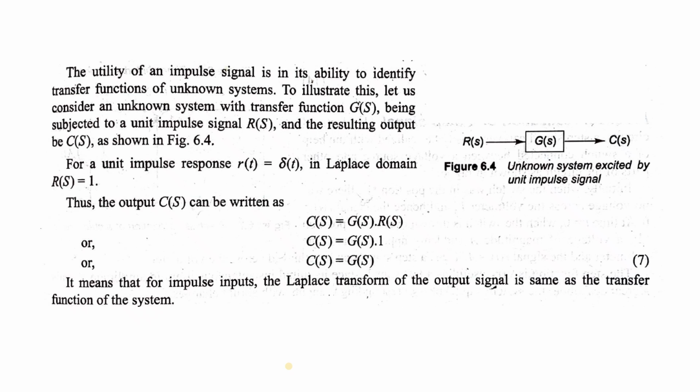Okay, so the utility of the impulse is in its ability to identify the transfer function of an unknown system. Suppose you have a basic transfer function like this one. Input is R(s), output is C(s). So what is G(s)? G(s) equals C(s) by R(s), and C(s) equals G(s) into R(s).